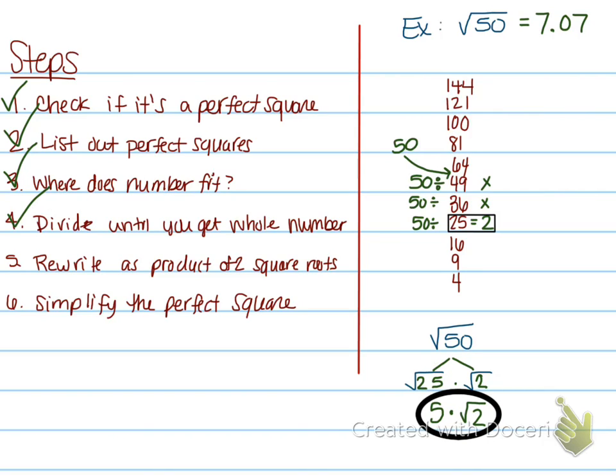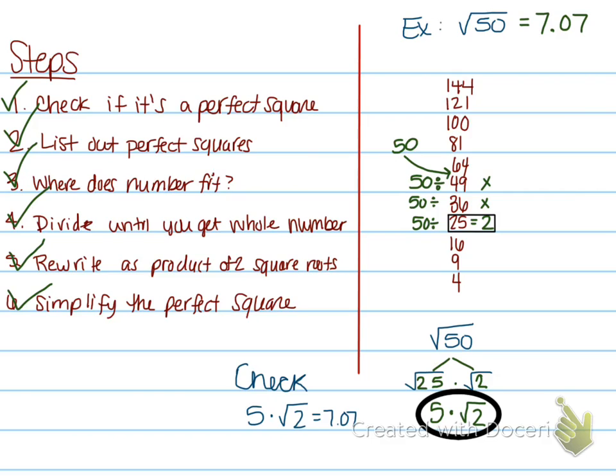But we want to make sure we did our problem right. So in order to check this, I'm going to type in my calculator 5 times radical 2 and see what decimal that gives me. When I typed it in, I got 7.07.